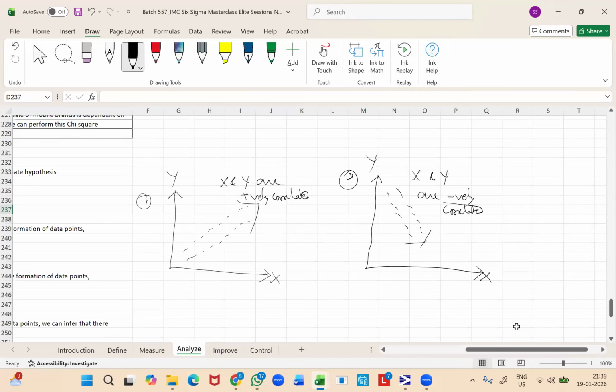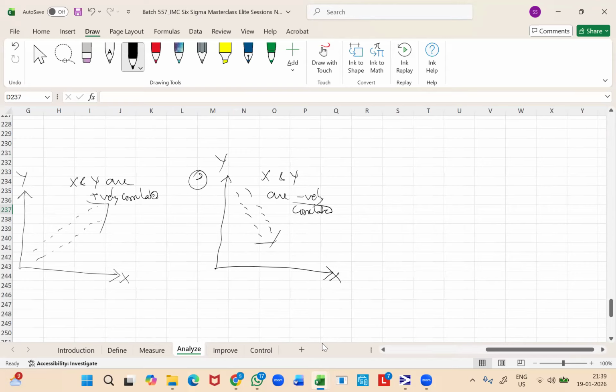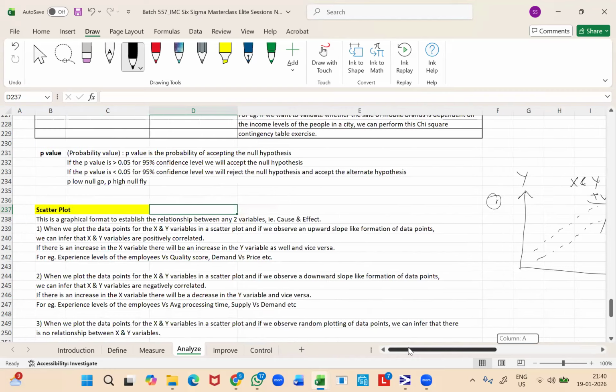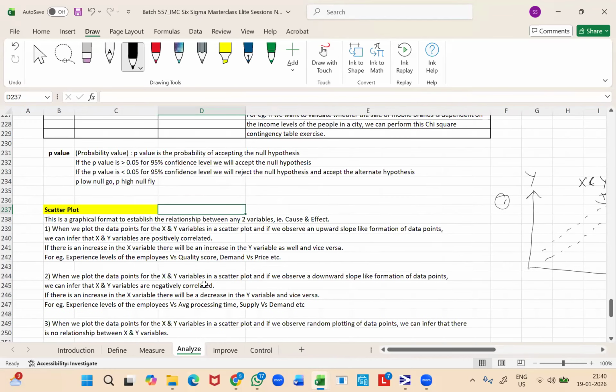And then the third scenario, when we plot the data points pertaining to the X and Y variables, and if you observe random plotting of data points without any slope, right here and there, then we will say that X and Y are not correlated. That means there is no relationship between these two variables. So X and Y are not correlated. So these are the three scenarios that we would be able to observe when we plot the data points pertaining to the X and Y variables in a scatter plot, right?